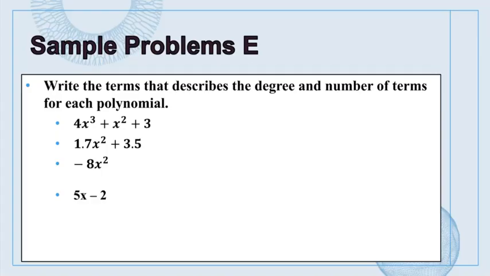Next, we want to write the terms that describe the degree and the number of terms for each polynomial. So this one has a degree of 3, and the number of terms, this would be trinomials. So the degree of 3 would be cubic. So this would be a cubic trinomial.